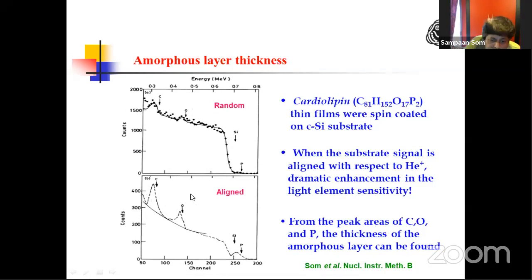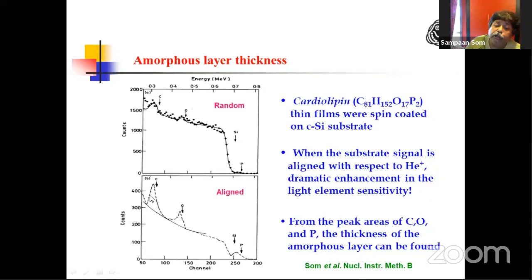So as a whole, the signals from the constituent elements of the film, carbon, oxygen, phosphorus, etc., which were very, very poor, automatically start getting prominent. You can see very clearly here the phosphorus peak, oxygen peak, and carbon peak. And remember, RBS is not the best technique to probe these with high accuracy.